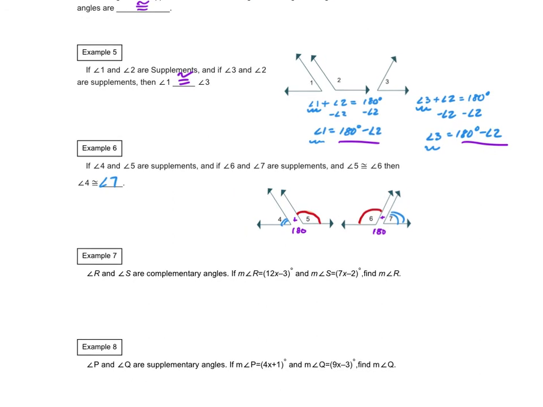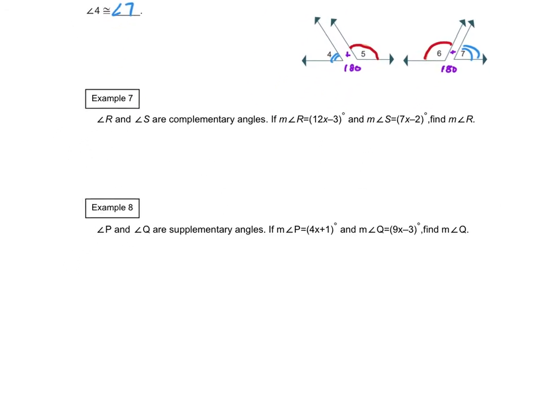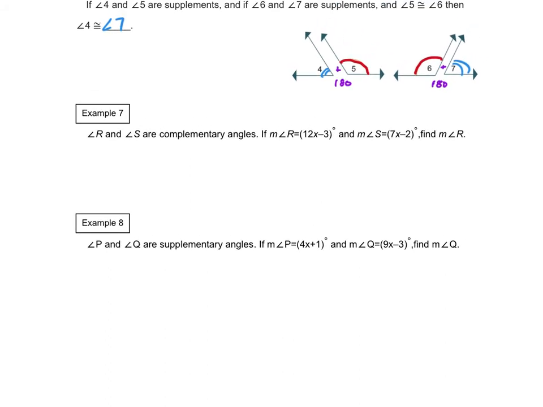Now we're going to start using some algebra here to do some things. I know in example 7 it says angle R and angle S are complementary angles, and then they go on to tell me what these angles equal. Okay, well, I know that complementary is going to be 90 degrees, so I know that angle R plus angle S equals 90 degrees. And now I can do some substitution because they want me to find out what the heck is the measurement of R.